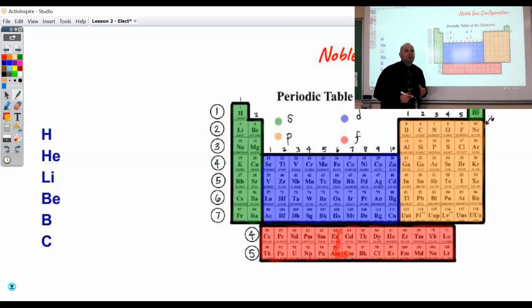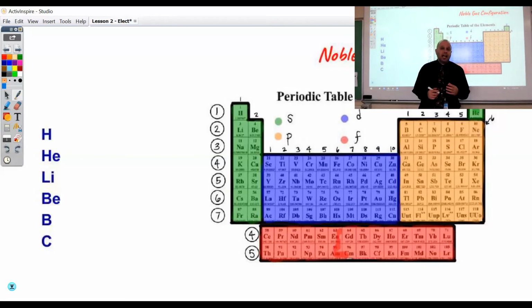The noble gas configuration shortcut basically allows us to jump to the nearest previously completed noble gas, and then begin writing the electron configuration as we normally would from there. It's like a jump ahead. For the first 2 elements on the periodic table, since we have not completed a noble gas yet, their electron configuration will look exactly the same.